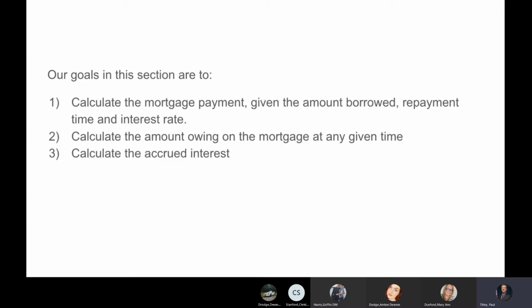I just talked about how we can do this kind of a system where we... voila, we have ourselves the mortgage at any point in time. And we can calculate the accrued interest. We haven't talked about that yet, but we're going to talk about that.